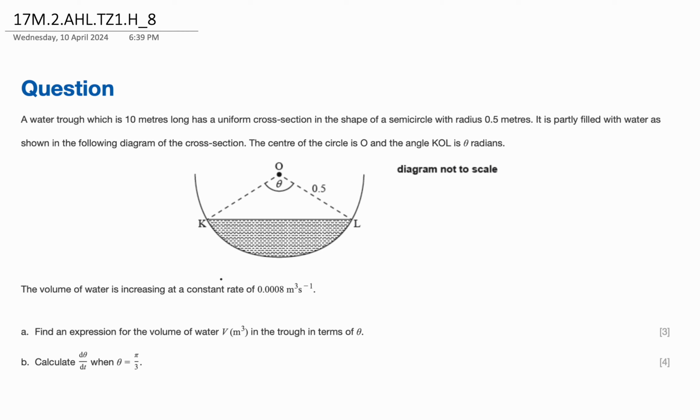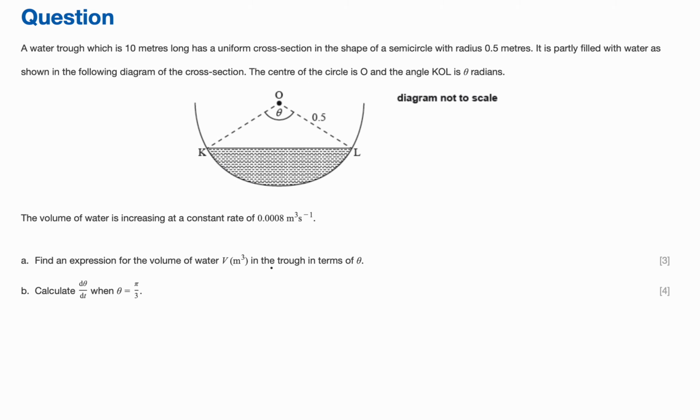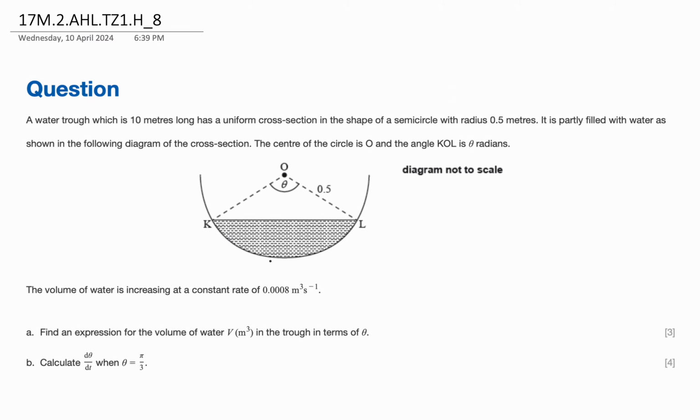Today we're going to be solving a problem from the May 2017 IB Math examinations. This is an additional higher level problem from paper 2. It consists of two parts, one worth 3 marks and the other worth 4 marks. Let's get started.